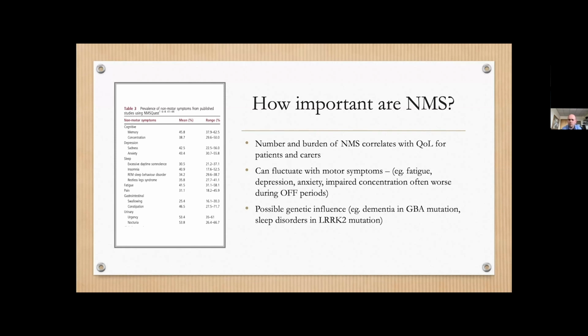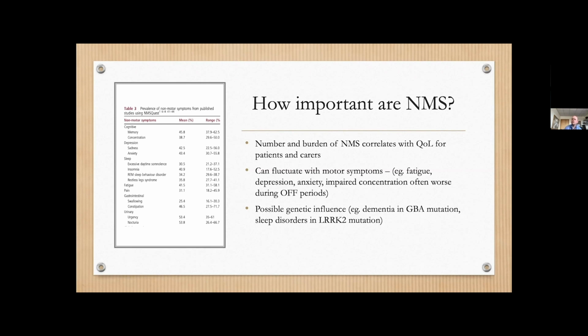There are some of these symptoms that will fluctuate with the medication. So the traditional motor fluctuations, when patients have off symptoms of Parkinson's disease, the increased tremor, rigidity, bradykinesia, that improve with medication and then wear off as that medication wears off. Some of the non-motor symptoms are also present as part of an off state, and fatigue, depression, anxiety, poor concentration are examples of those.